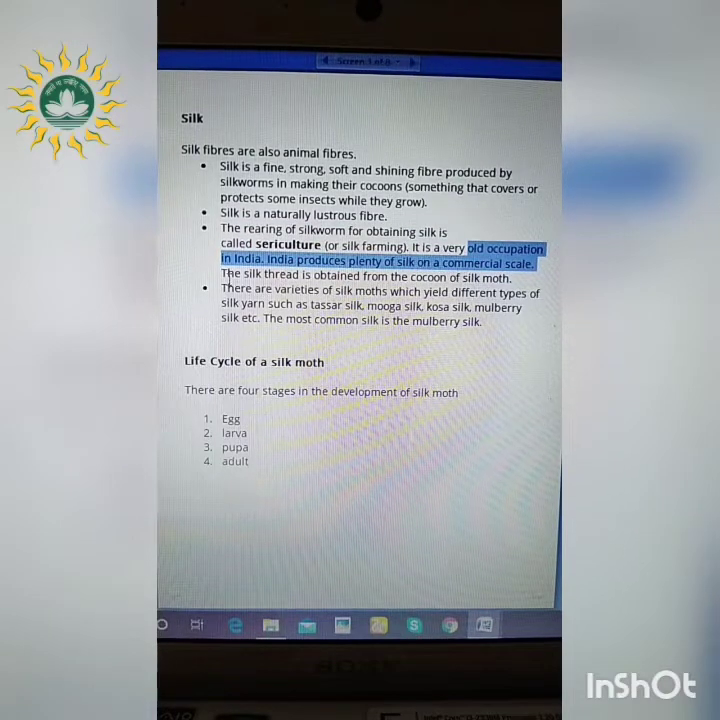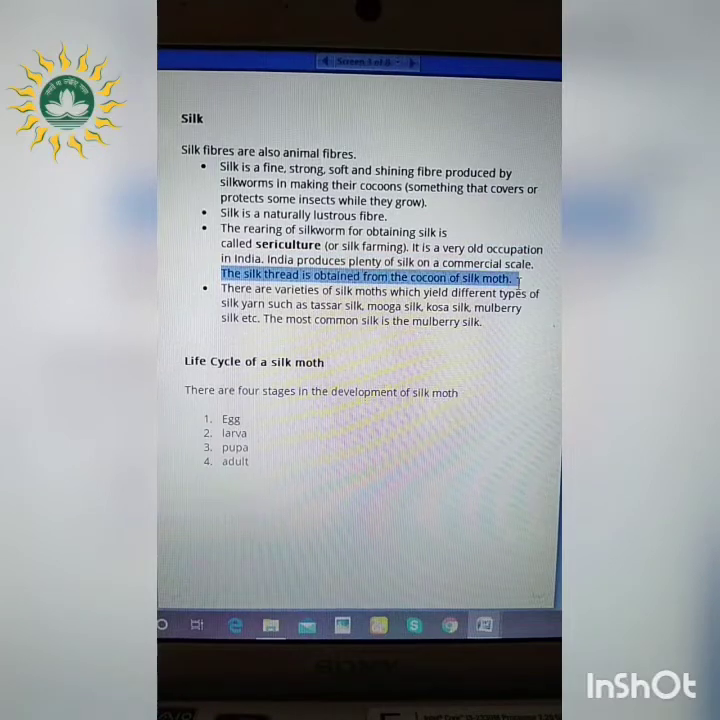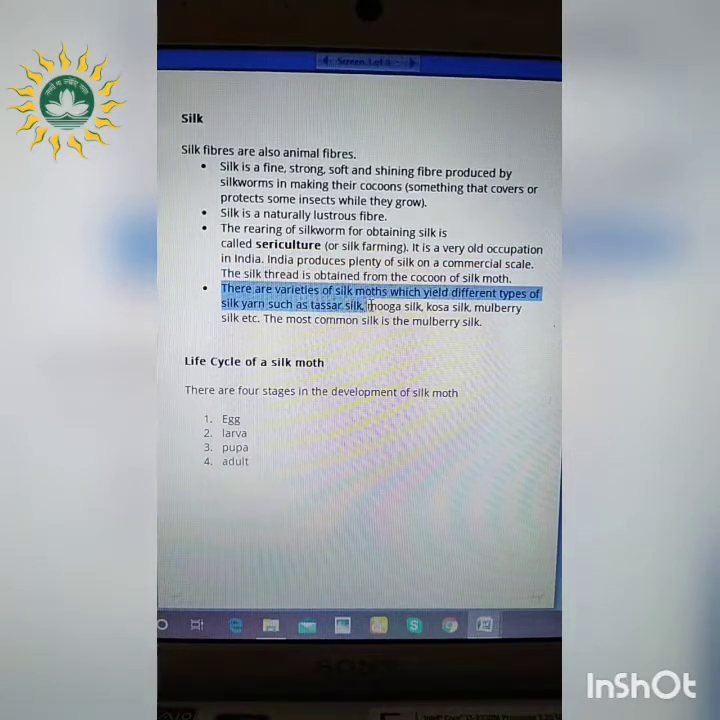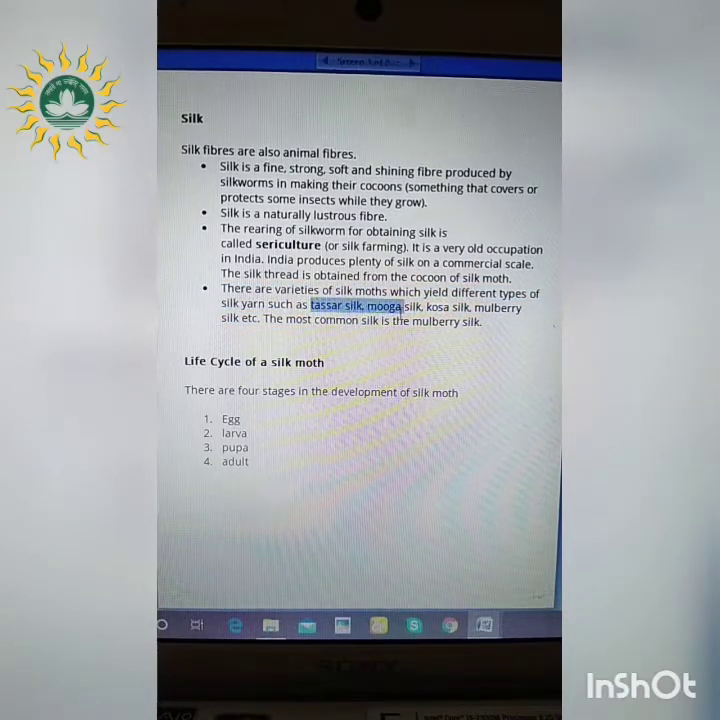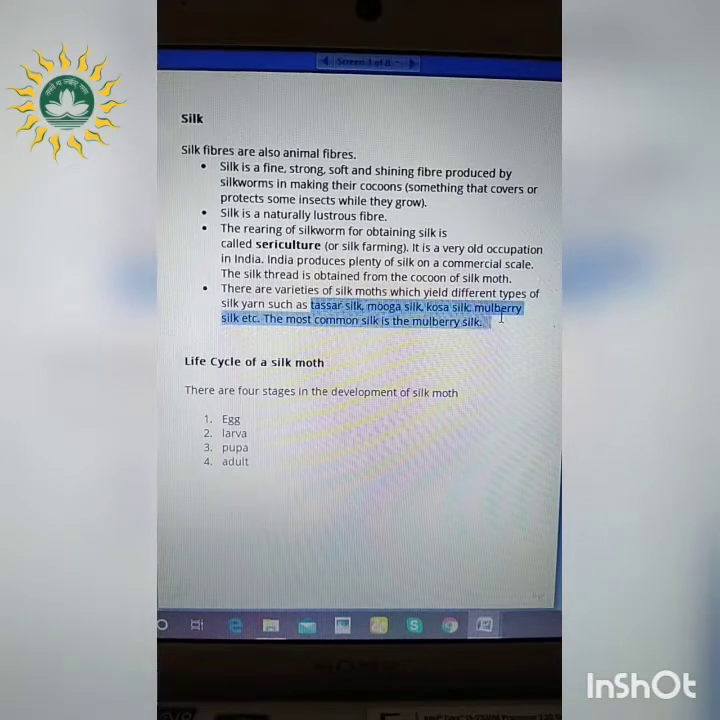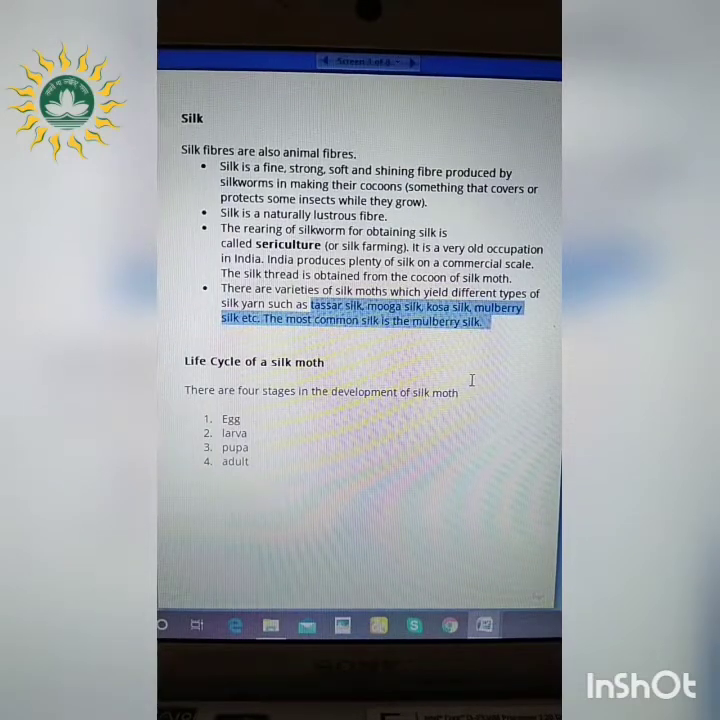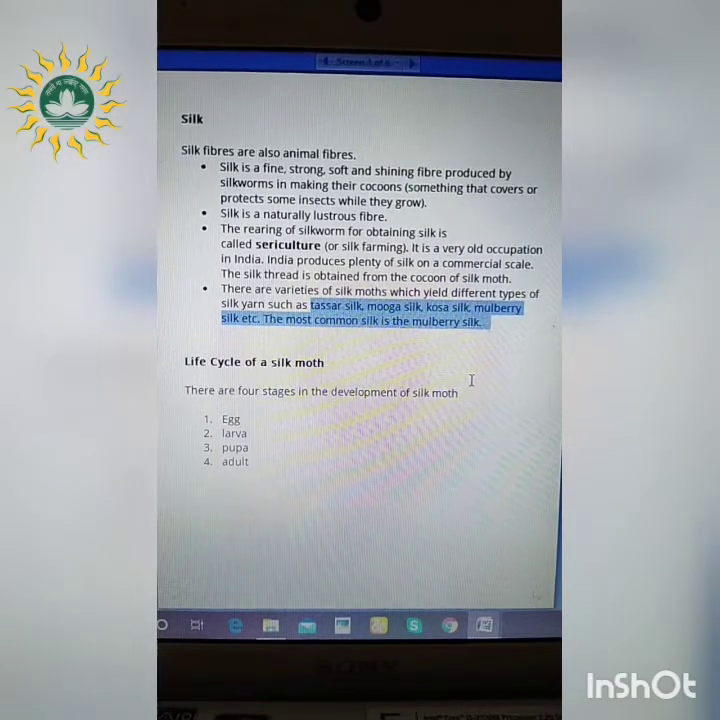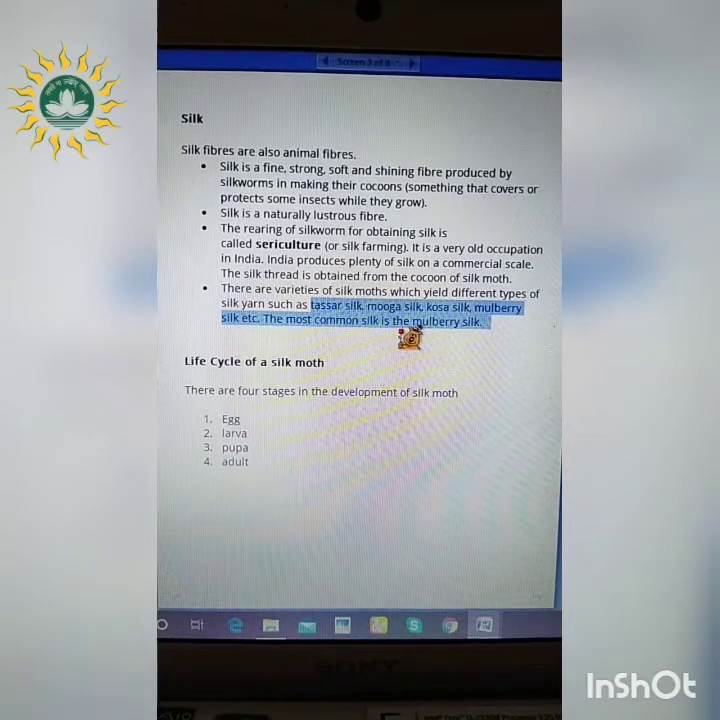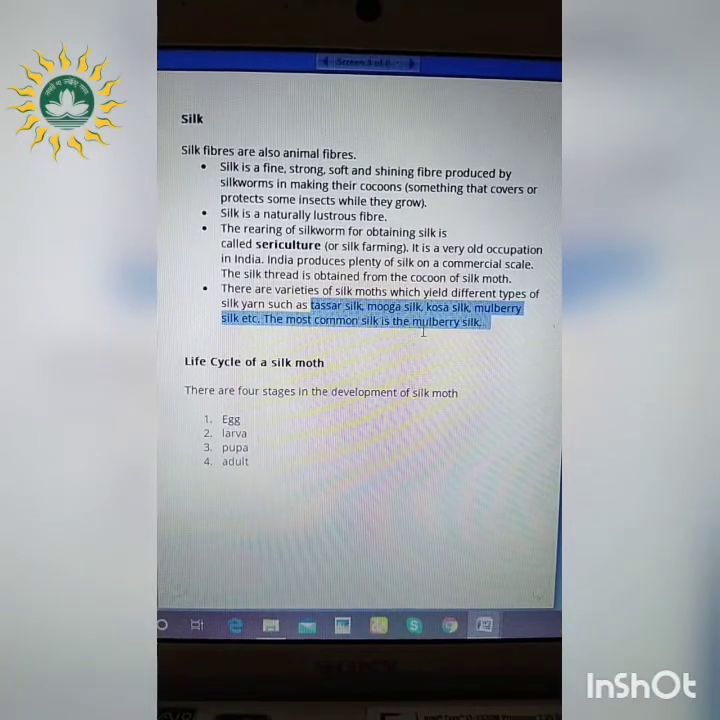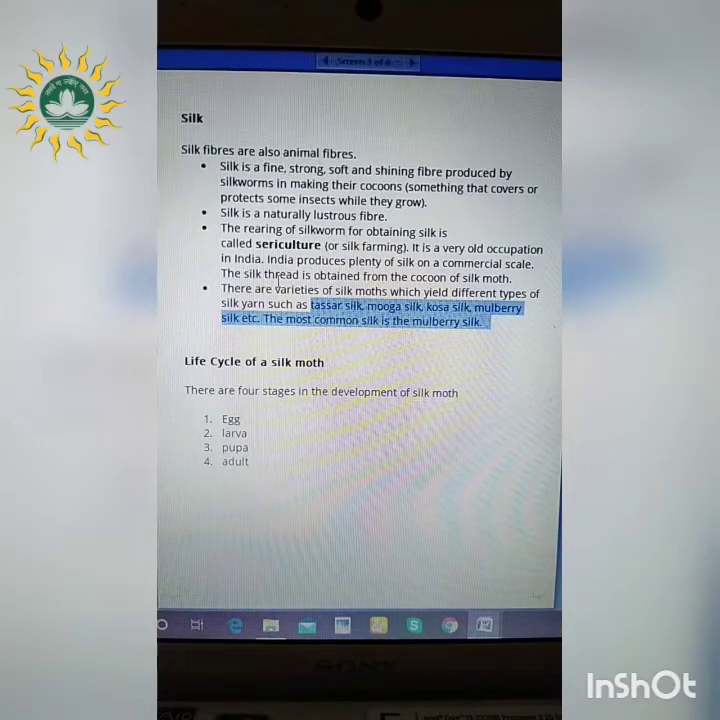So the silk thread is obtained from the cocoon of the silk moth. Next, there are varieties of silk moths which yield different types of silk yarn. What are those? Tussar silk, Muga silk, Kosa silk, Mulberry silk. So these are the different types of silks produced by different silk moths. And what is the most common silk? It is the Mulberry silk. So hopefully this part is clear to everybody.